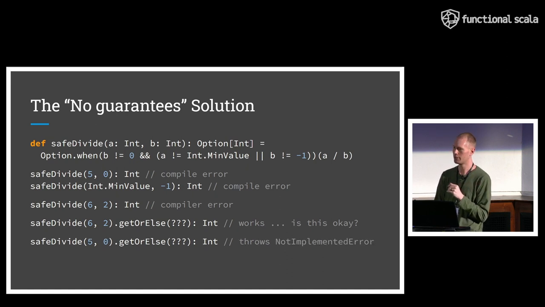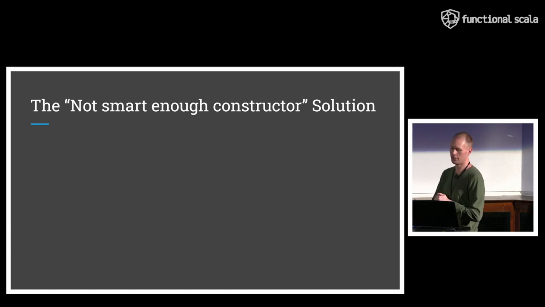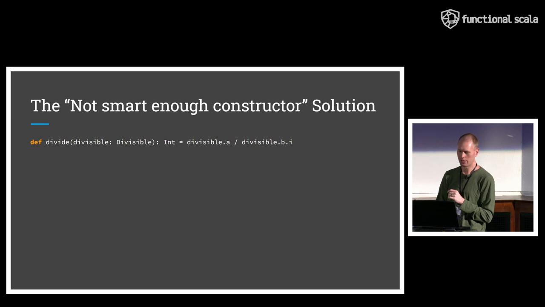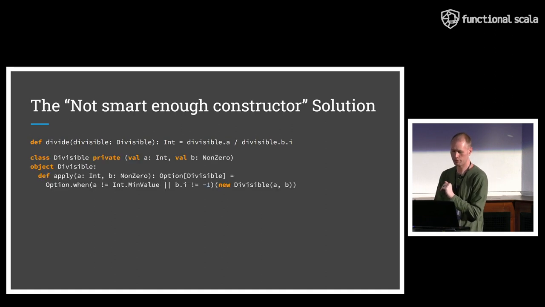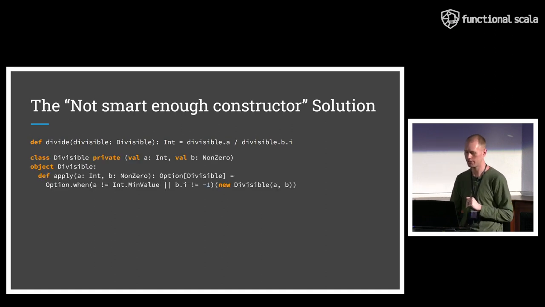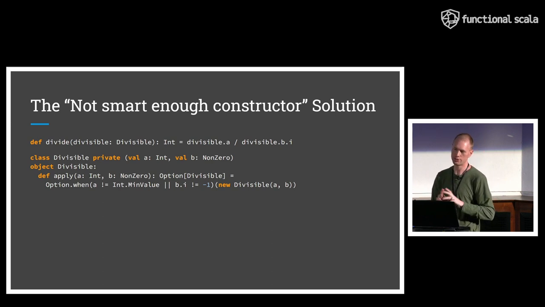The problem being, what if someone does dot getOrElse when they shouldn't? They're going to get a not implemented error. So there's what I call the not smart enough constructor solution, based on smart constructors. You can get a divide, maybe pass in this divisible argument. What does that look like? It's just a class, maybe with a private constructor, and you have a factory method that doesn't promise to return you a divisible. You can get an option back.